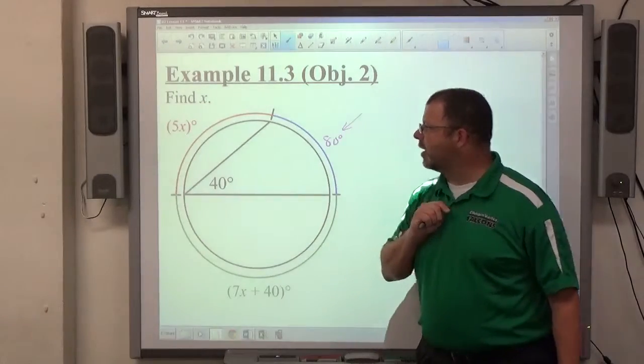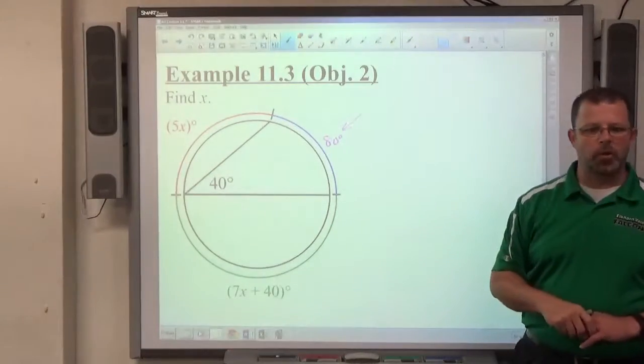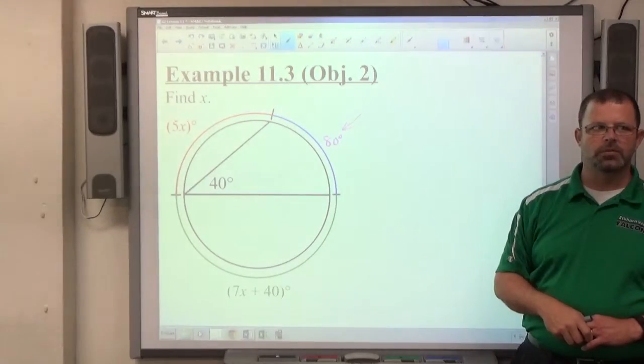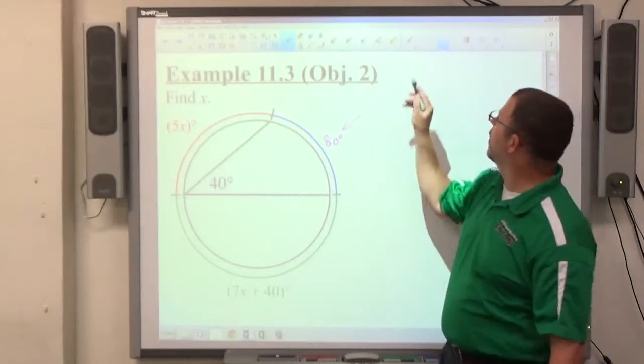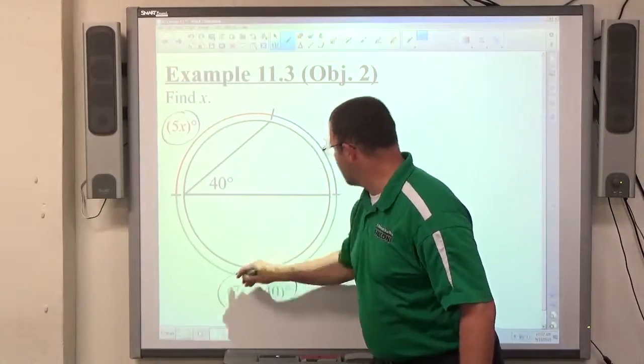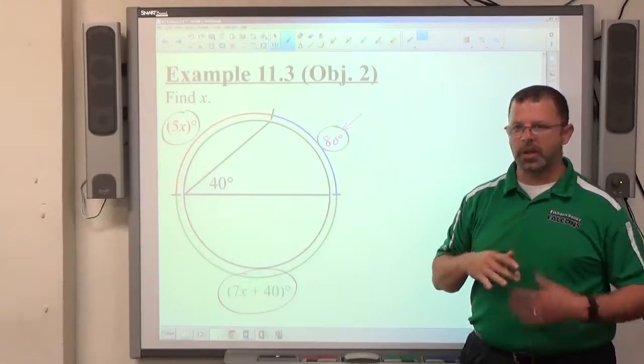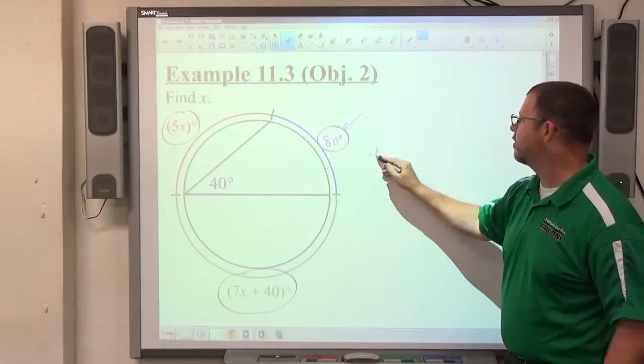The next thing I think about is I see degree measures involving a circle. What do we know about a circle and degree measures? 360 degrees all the way around, right? And would everybody agree if I took the red arc and the green arc and the blue arc, I would get all the way around the circle, right? Yeah. So I can use that property to create a good equation about x.